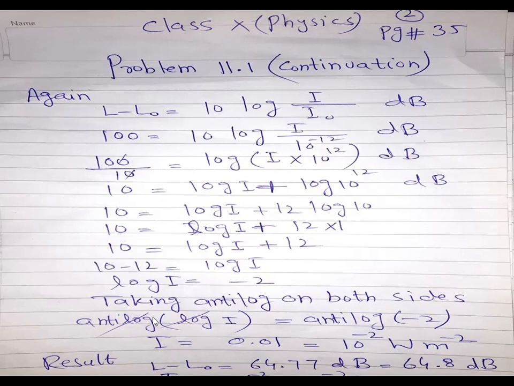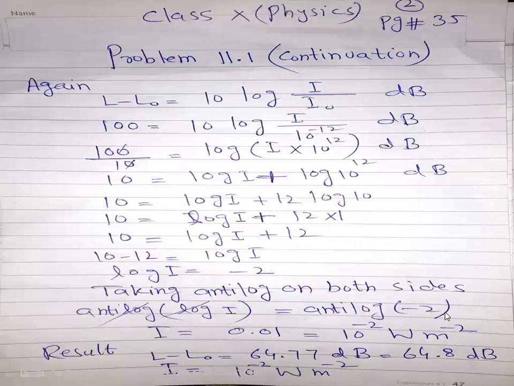So this log will be cancelled with anti-log. This anti-log will be cancelled with this log. So I will be left. With the help of a calculator, if you press shift, then log, you will get the anti-log of minus 2. So your answer, the anti-log of minus 2, will be 0.01.